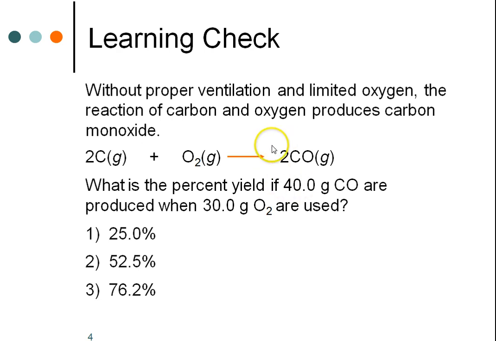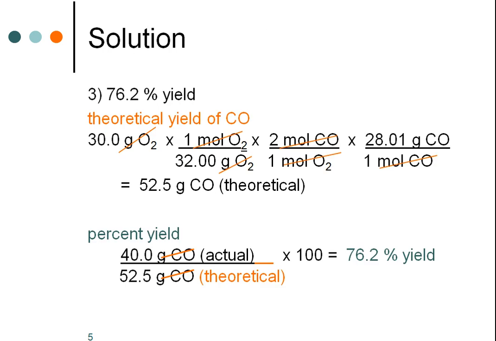And what I would urge you to do is to always write out the equation involving whatever it is with percent yield that you're trying to do. So I always write actual divided by theoretical times 100 equals percent yield. Since I'm solving for percent yield in this problem, I know that I must have the actual and the theoretical numbers to determine that percent yield.